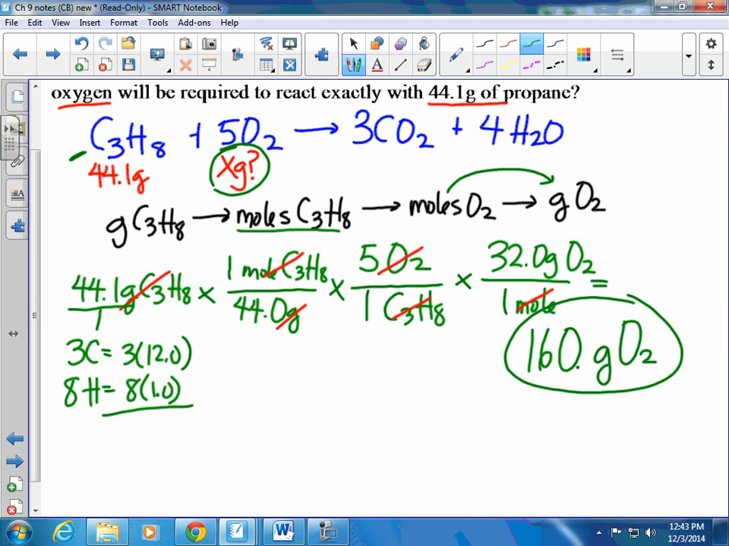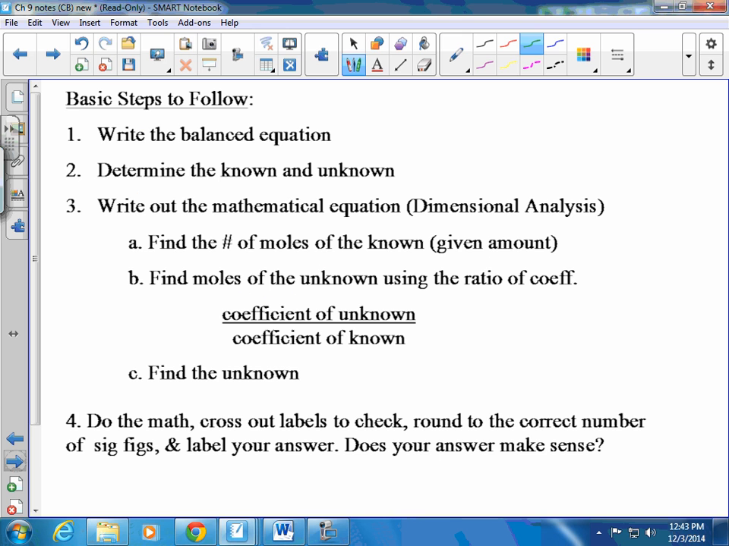So what this means, you guys, is that I'm going to go back in lab, measure out 44.1 grams of propane, add it to 160 grams of oxygen, and my reaction is going to go to full completion. The basic steps to follow, like it says on the next slide, are: we write the balanced equation. We determine the known and unknown by reading the problem. Write out the mathematical equation using dimensional analysis. Remember, here's my mole-to-mole ratio, unknown over known. Find the unknown.